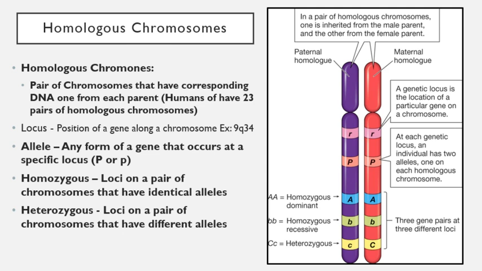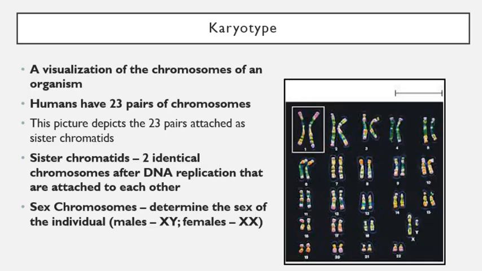And then you have homozygous, which is a locus on a pair of chromosomes that have identical alleles, and heterozygous is where you have different alleles, right? So if you're homozygous for a certain gene, that means both your parents had brown hair, right? But if you're heterozygous, that's one blonde and one brown. It's just different, right? So karyotypes are just a visualization of chromosomes.